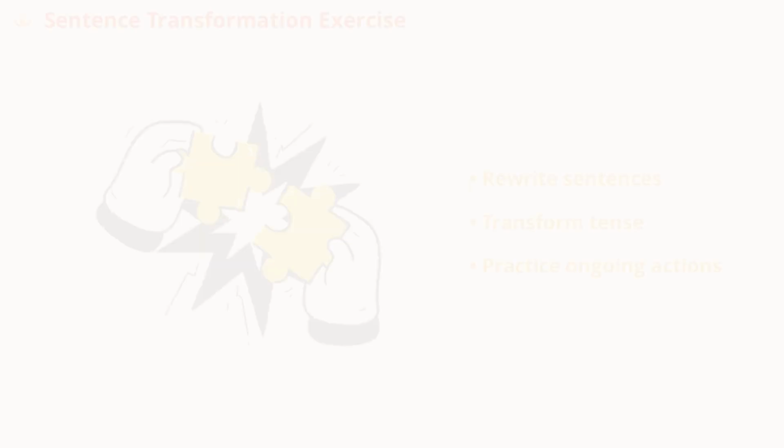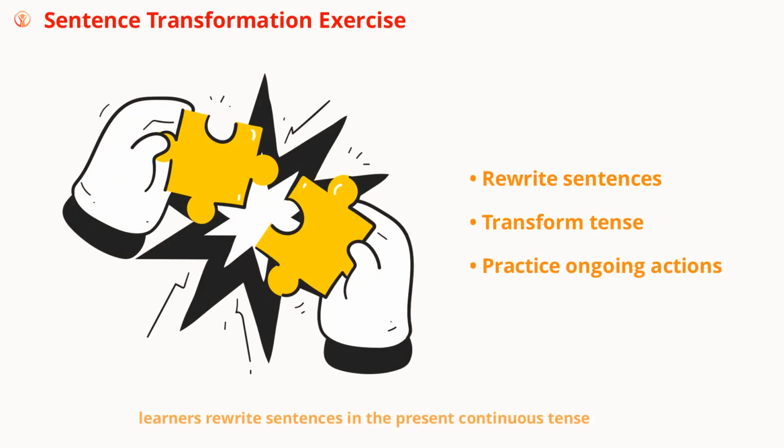In the next activity, learners rewrite sentences in the present continuous tense. For example, "The dog eats food" becomes "The dog is eating food." This transformation helps students see how the new structure replaces the simple present tense to describe ongoing actions.